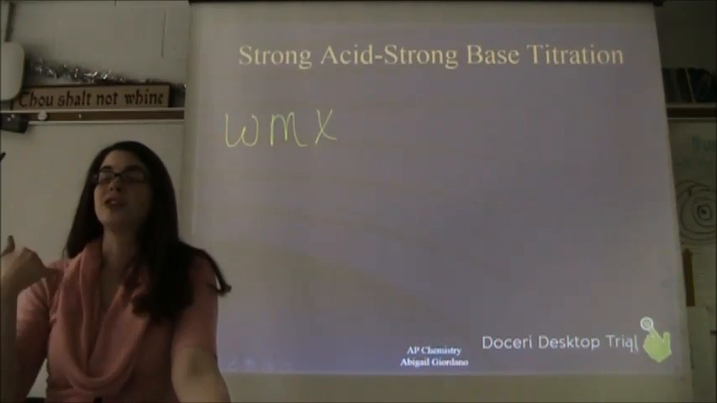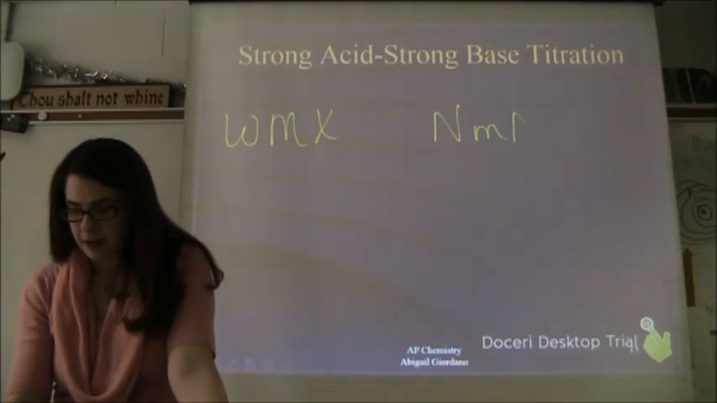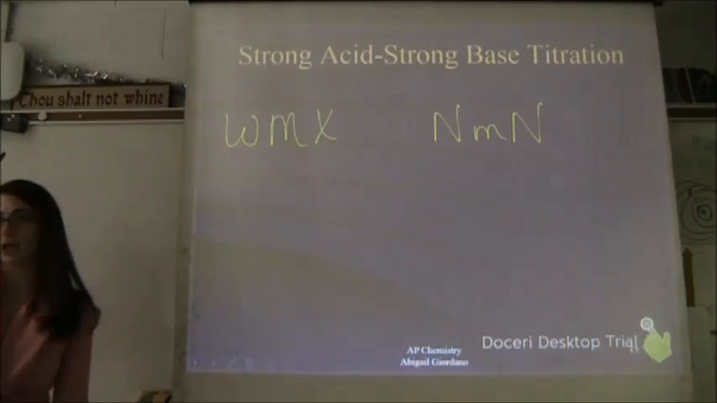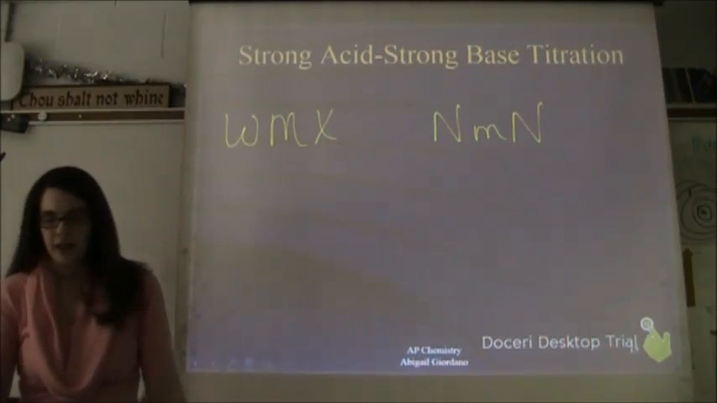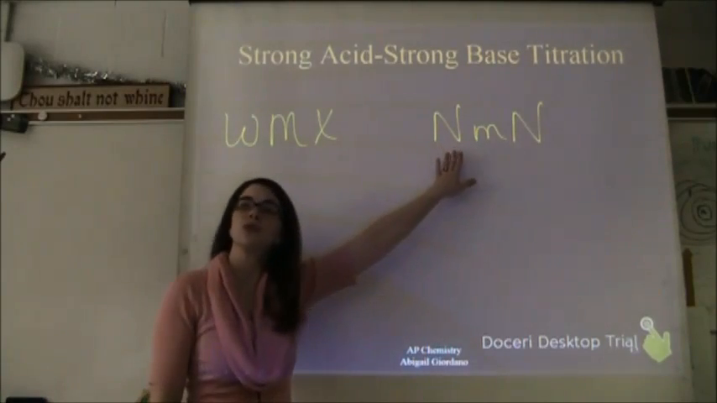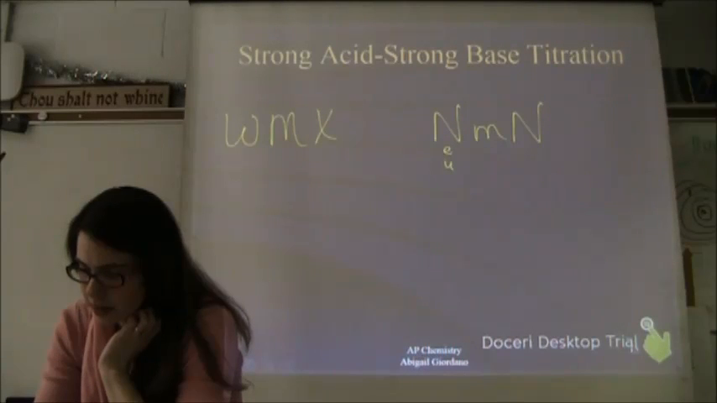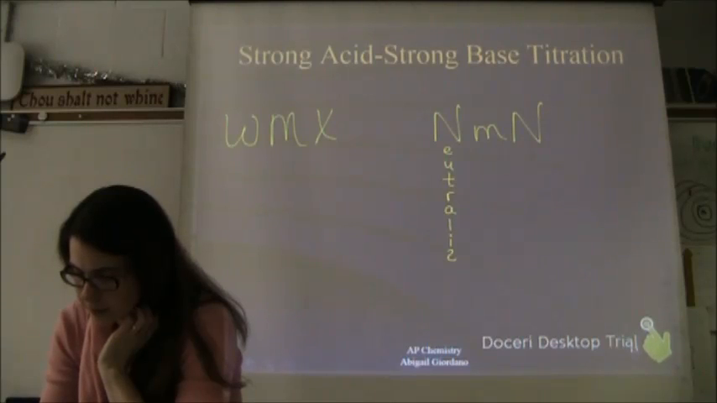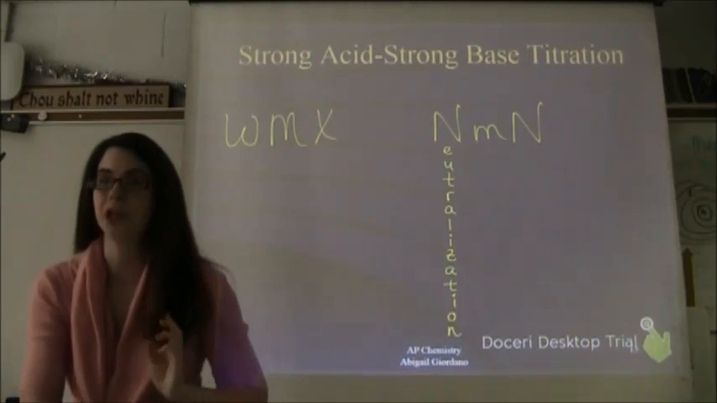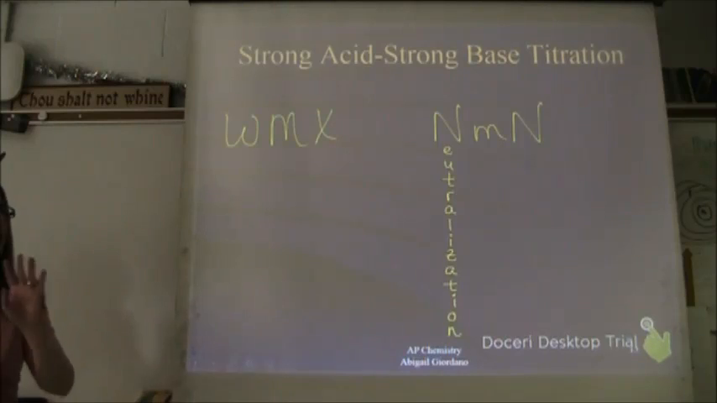The types of problems we're going to be seeing today, I call them Neumann Problems. And here's what those letters stand for. We're not going to be dealing with reactions with water as a reactant anymore. We will have neutralization reactions. What does that mean? Acid plus base.